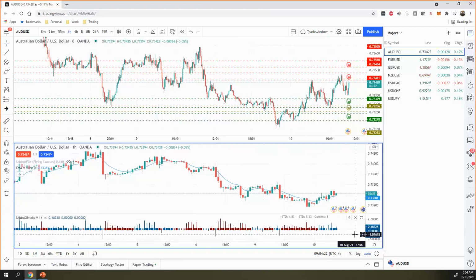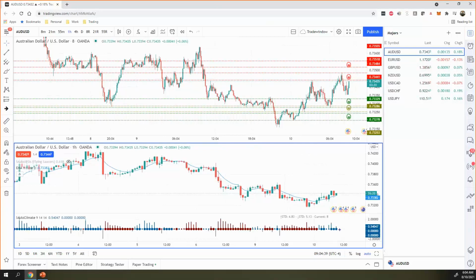That basically gives you the overall direction of the pair that you're looking at, or the crypto instrument, or even forex futures and so on in stocks. It works across the board. It gives you the overall direction of that market.